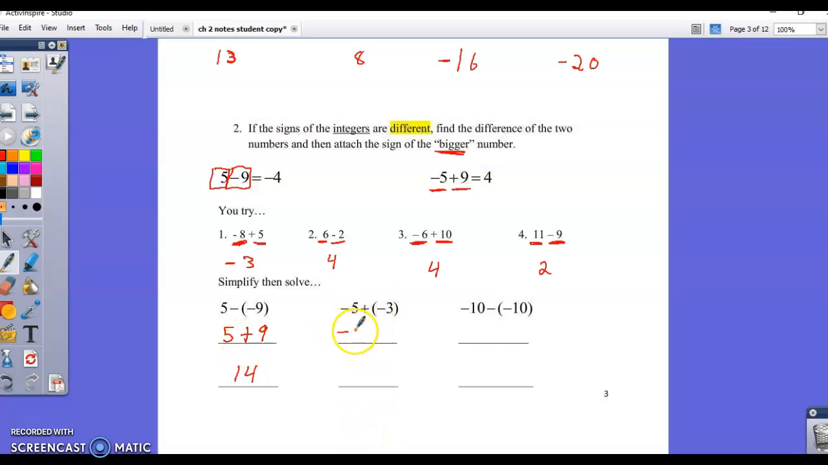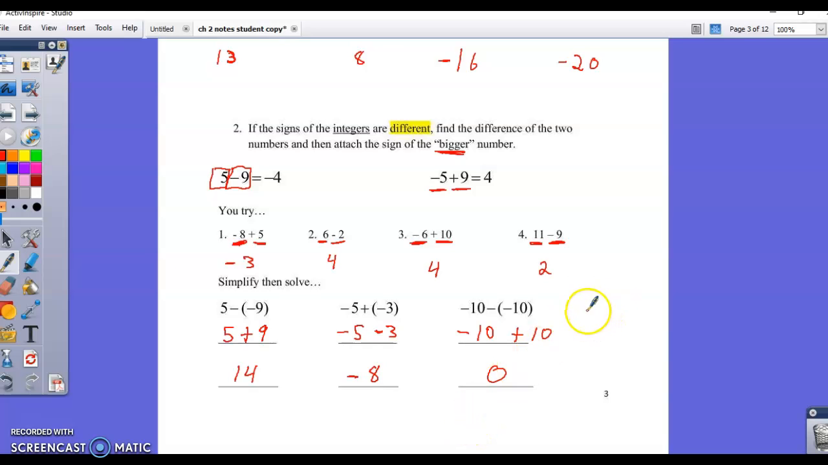Here we have a negative 5 plus a negative, which makes that a minus 3. I have two terms that are both negative, so I can add those together. That becomes an 8, and we keep the common sign. Over here, negative 10 minus a negative, which becomes a plus 10. What is the difference between negative 10 and 10? The difference is 0, and obviously they're the same value, so that's just our answer.